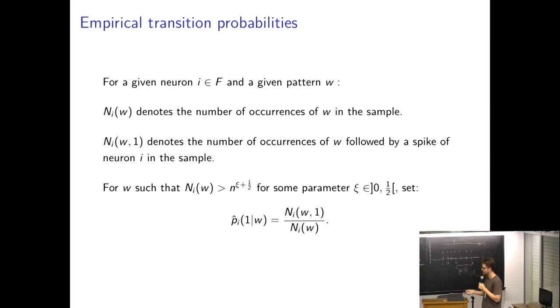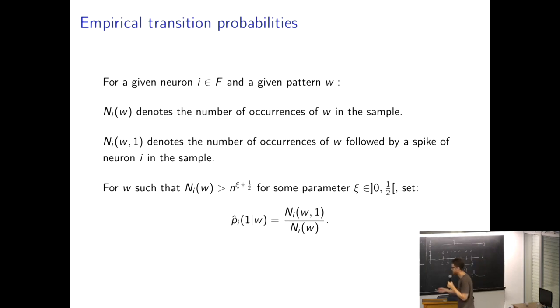Well, let's forget about this for the moment. My estimation for the conditional probability over there is just the number of times I have observed that pattern and I has just spiked, divided by the number of times I have observed that pattern. And here I'm just imposing a condition that I will only consider patterns which appeared significantly often in my sample.